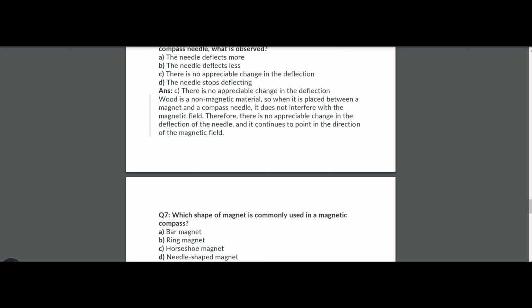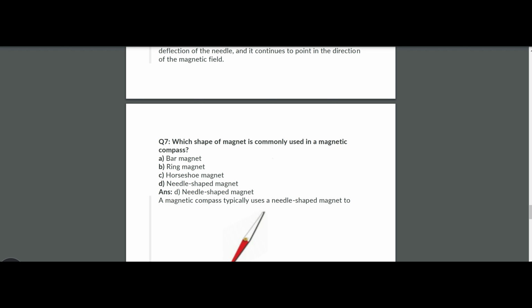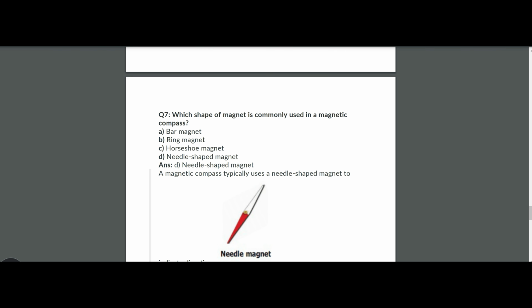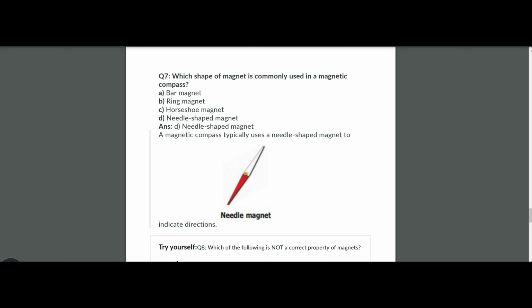Look at question number 7. Which shape of magnet is commonly used in a magnetic compass? Can you guess the answer? Very good. The answer is needle shaped magnet. Now see the answer. Needle shaped magnet, like this. So this is a needle shaped magnet, which we can use in the compass. The magnetic compass typically uses a needle shaped magnet. It indicates the direction. The red colored point is towards the north side and the other side is south. Okay, move on to the next question.